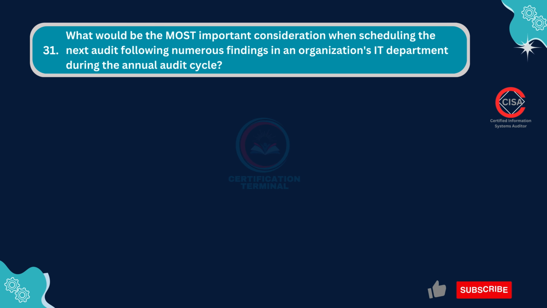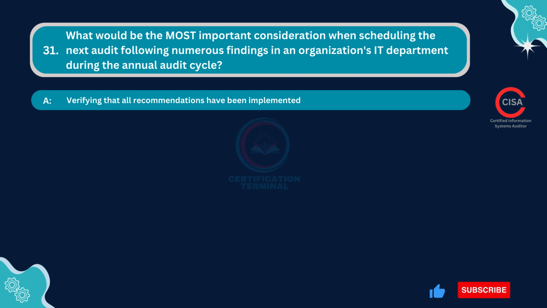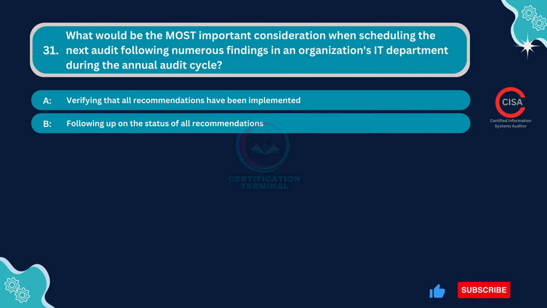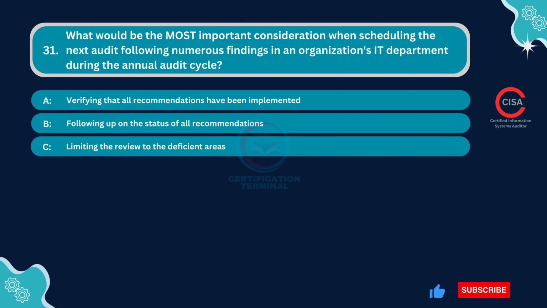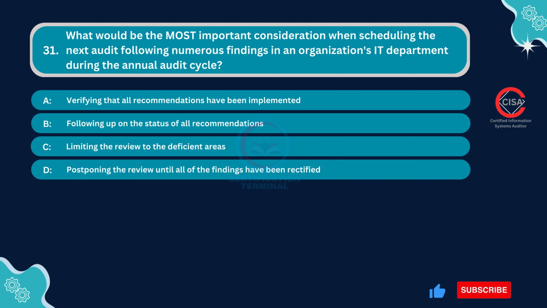Question number 31. What would be the most important consideration when scheduling the next audit, following numerous findings in an organization's IT department during the annual audit cycle? Option A, verifying that all recommendations have been implemented. Option B, following up on the status of all recommendations. Option C, limiting the review to the deficient areas. Option D, postponing the review until all of the findings have been rectified.